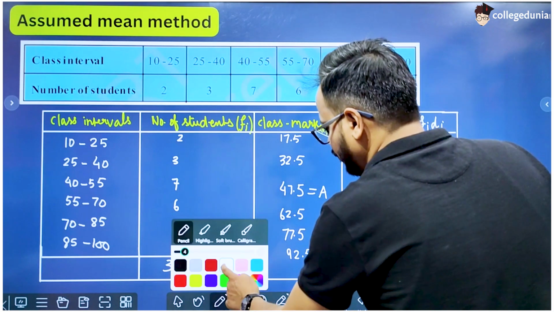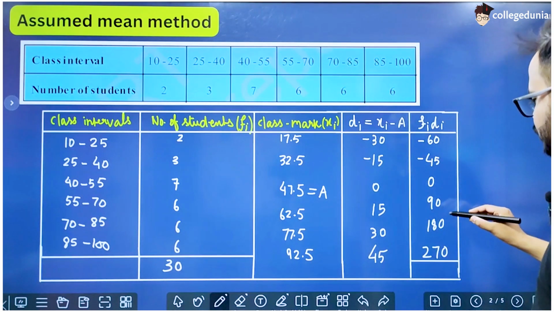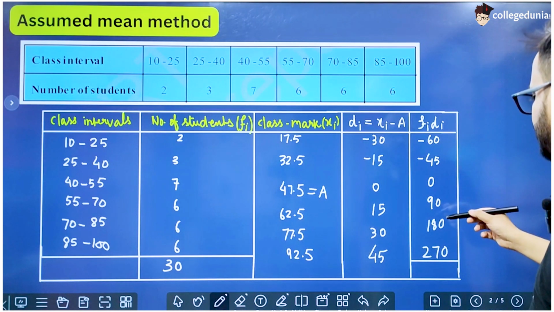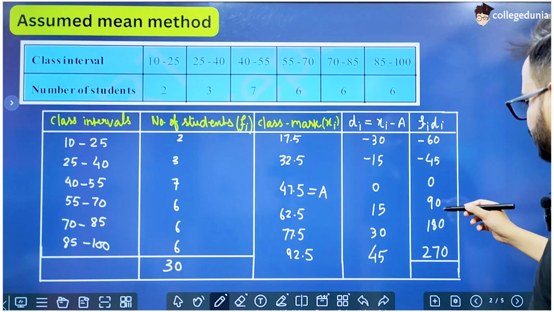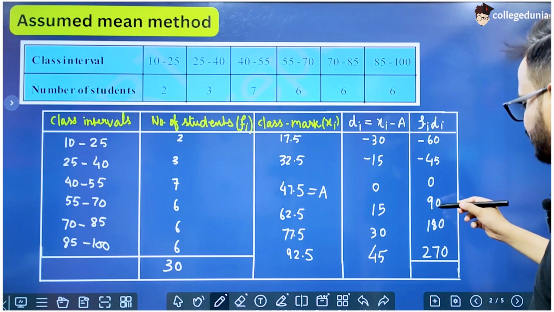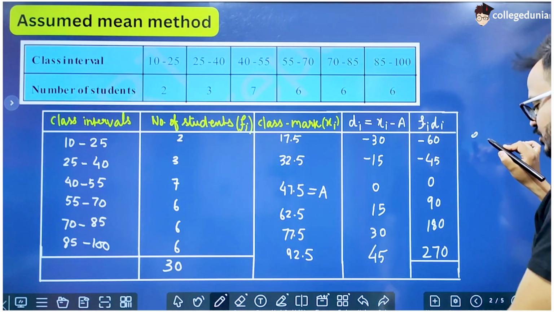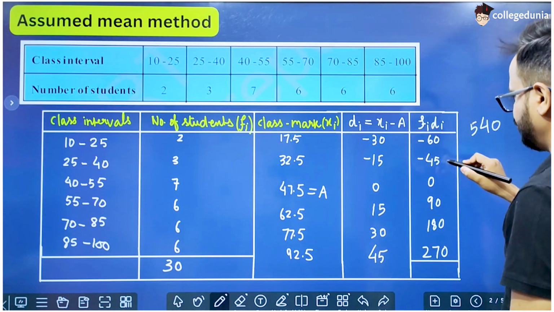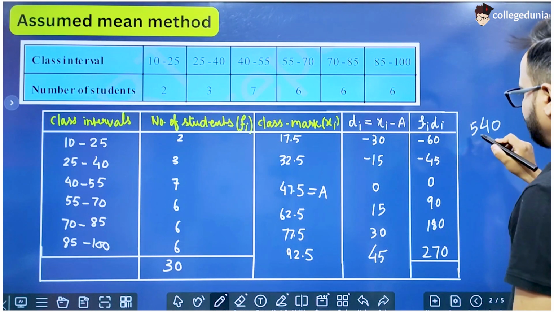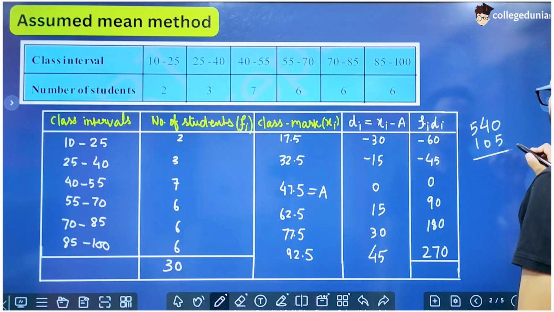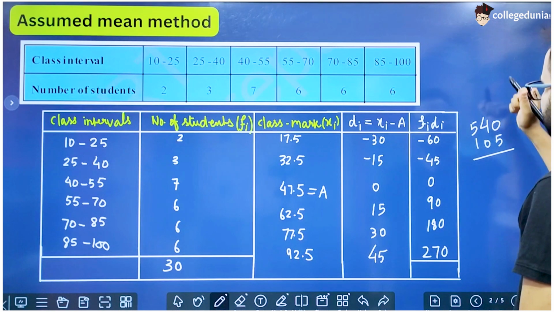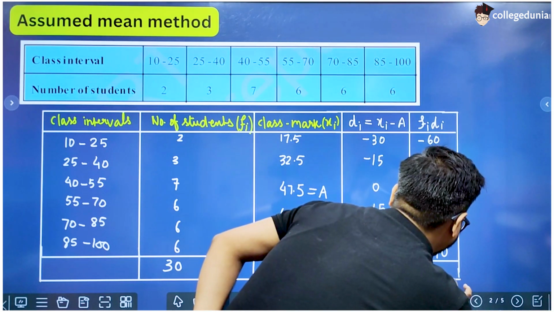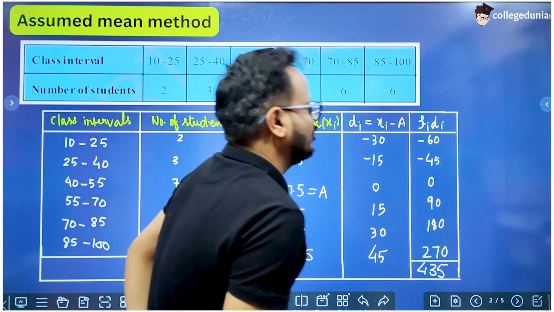We will find the sum of fi di. And what is the sum? If you add these values, obviously these negative values will be subtracted from this one. So 90 plus 180 is 270, 270 plus 270 is 540, and if you subtract 60 plus 45, that is 105, you will get what? 435. So the sum of these values is positive 435.